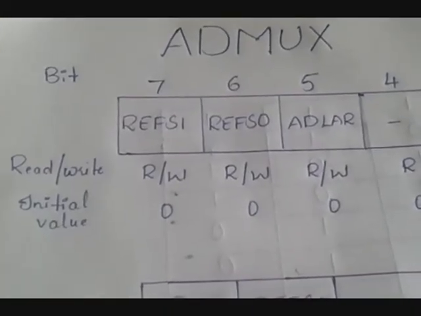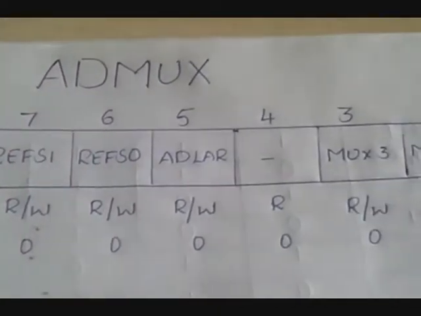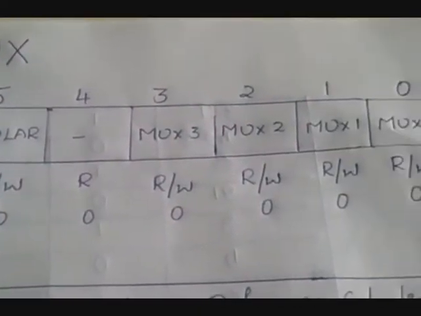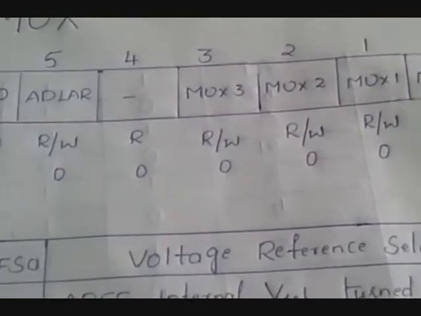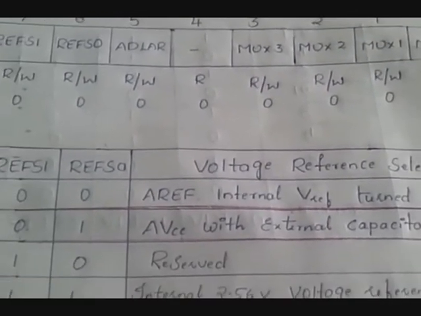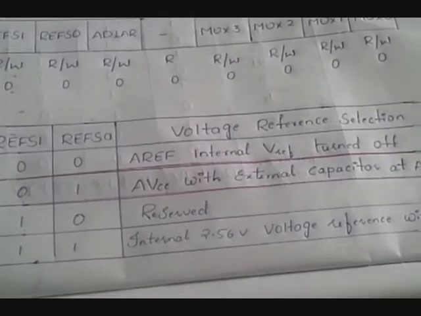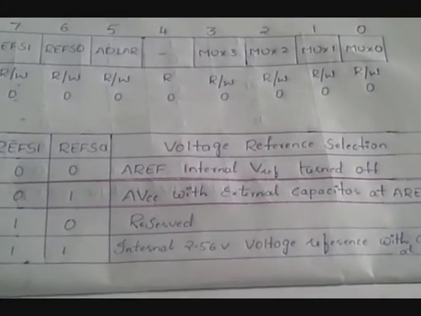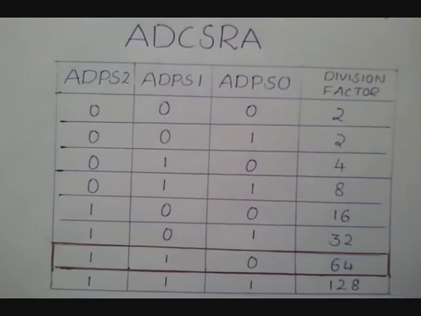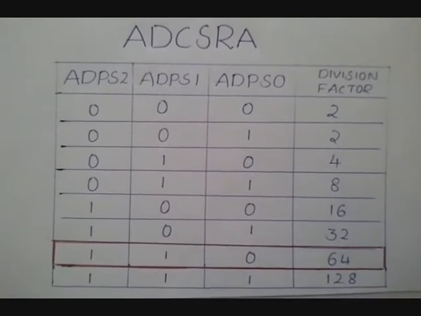Firstly, the reference voltage is set to AVCC. This is done using REF0 and REF1 bits of ADMUX register. Secondly, the prescaler value is set to 64.